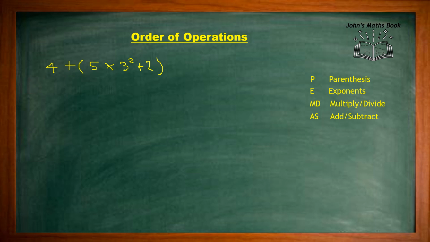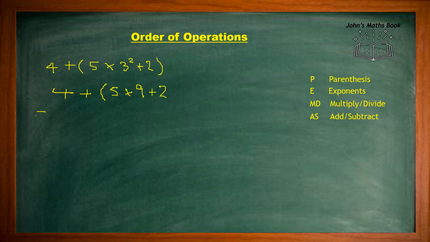So applying our rules, we do the parentheses first and we treat that as a special group. So we have 4 plus, in the parentheses you'll see we've got a multiplication, an add and an exponent. So of those we need to do the exponent first before we can do anything else. So that will give us 5 times 3 squared, which is 9, plus 2.